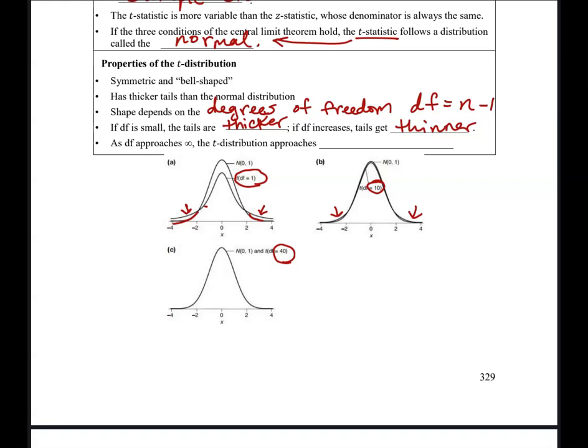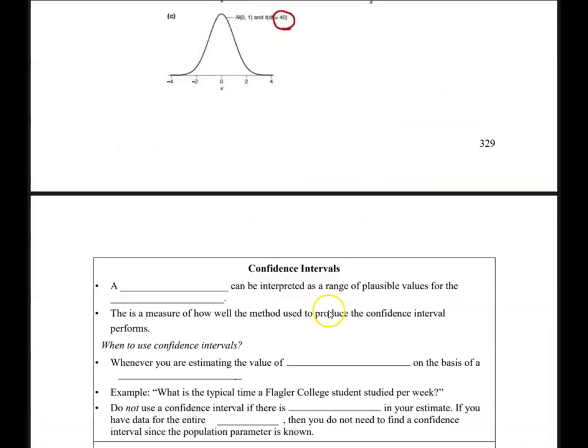It's the same idea. That's why I'm saying once the sample size gets large enough, your t-distribution is going to become normal anyway. And that's what this last point says. As the degrees of freedom approaches infinity or gets larger, the t-distribution approaches the normal distribution. We'll just default back to that once we get above a certain sample size.